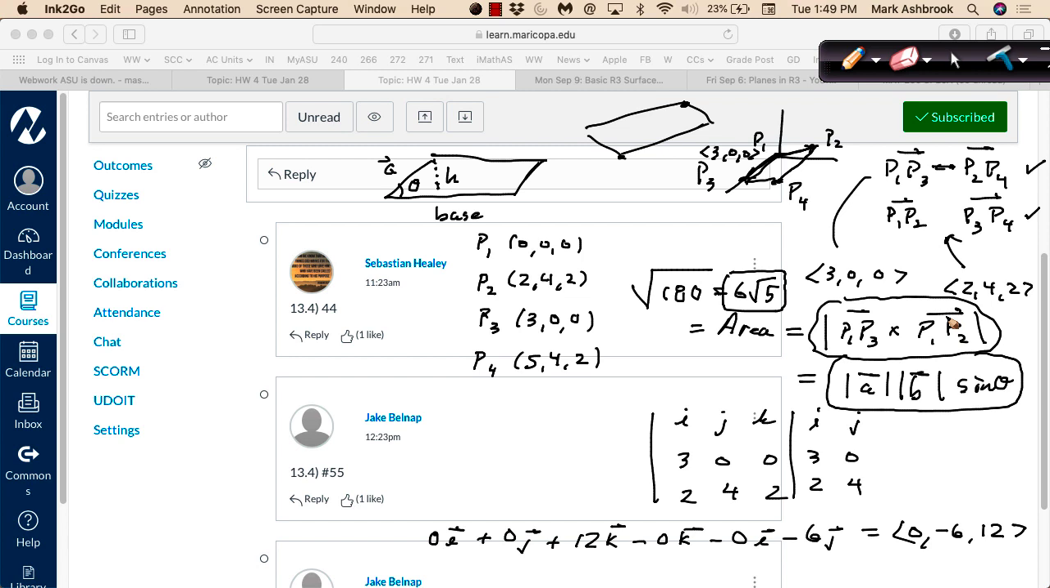And on the test, if you leave it as radical 180, is that correct? Yes, I really care very little about this. I want you to understand stuff.